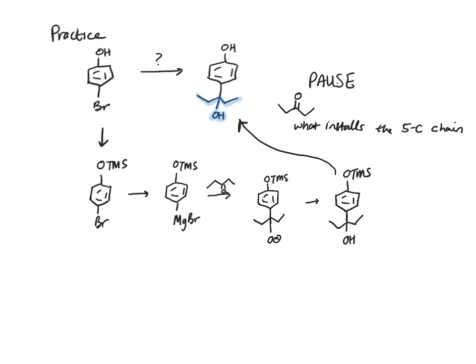Let's fill in the reagents that we need here. TMS chloride with triethylamine. Then we want magnesium to make our Grignard reagent. The 3-pentanone to provide the carbon source, and then water to neutralize our product, and TBAF or acidic water to remove the TMS group.